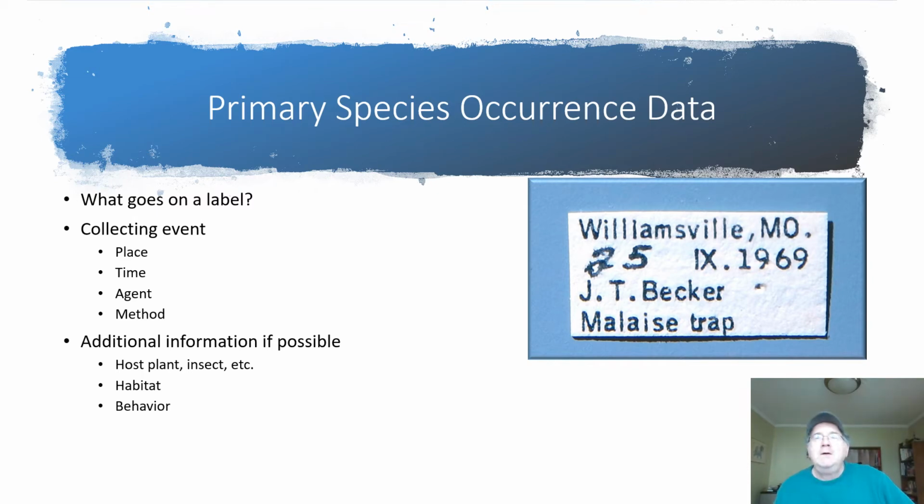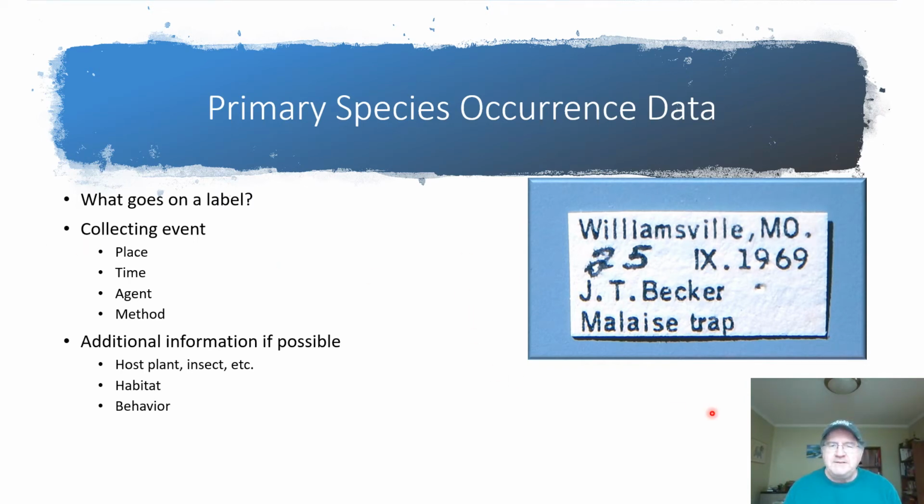So you can think of this in two components, or maybe three. The first is that there's information about the collecting event. The second, that any additional information is associated. And the third one that just occurred to me is any information about the identification of that specimen. So, collecting event.